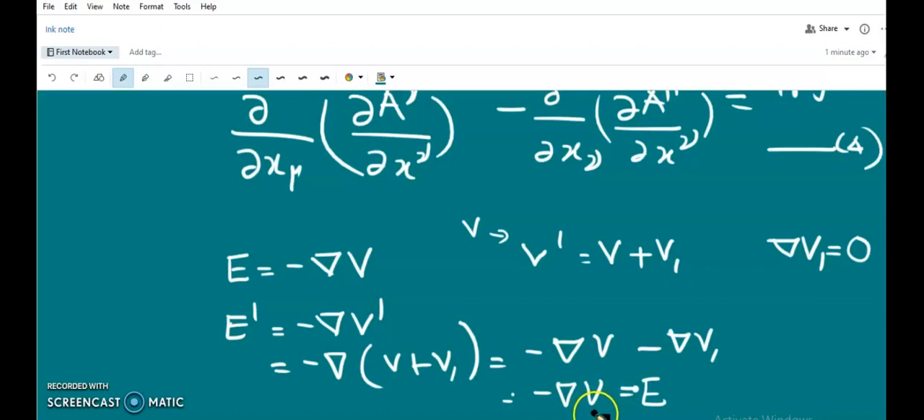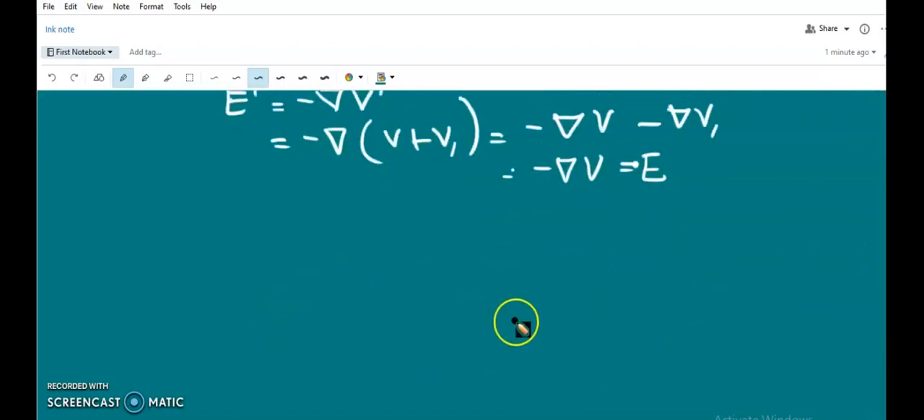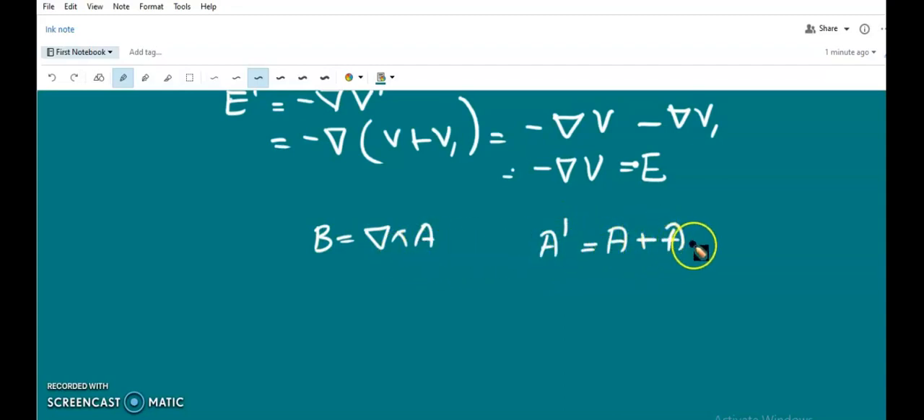So V1 is a scalar function whose gradient is 0. So the electric field is unaffected by the constant term added to the scalar potential such that the gradient of this quantity is 0. Similarly, we can have it for the magnetic field. We know that B equal to del cross A. So now we are changing the potential to A prime such that A prime is the original potential A plus some newly added one A1 such that del cross A1 equal to 0.